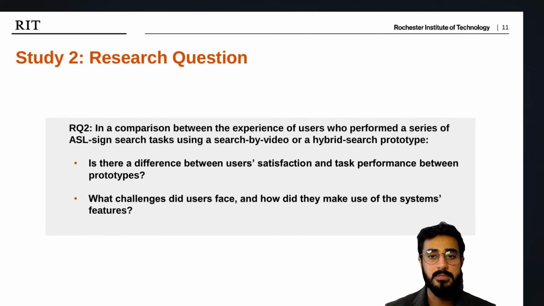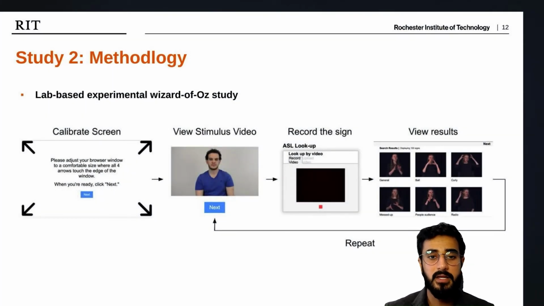This brought us to our second research question, which was about whether the hybrid search interface, which includes filtering options, improves the user experience overall, and then what were the challenges that users faced when they interacted with these systems. So for this, we conducted a lab-based experimental study using Wizard of Oz methodology, which means that there was no underlying sign recognition, but we merely tried to mimic what the performance of an actual system would be. So users would view a stimuli video, they would try to record themselves, and then eventually view the results list.